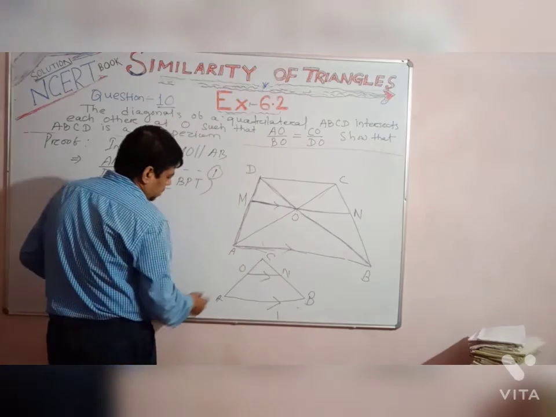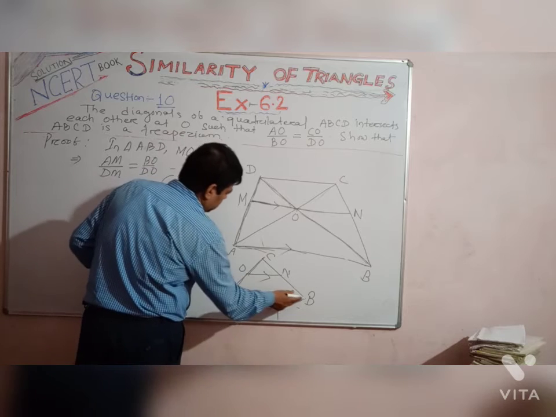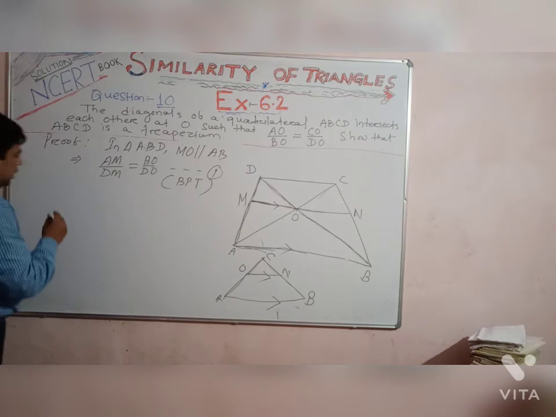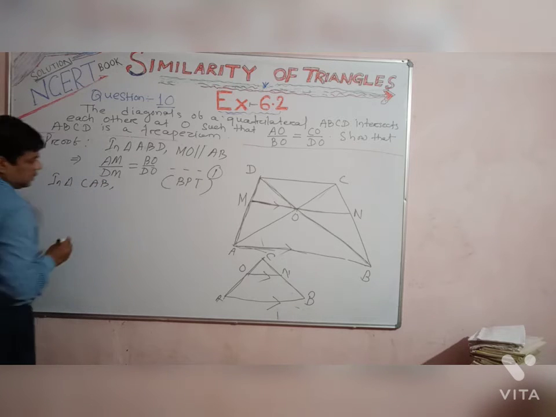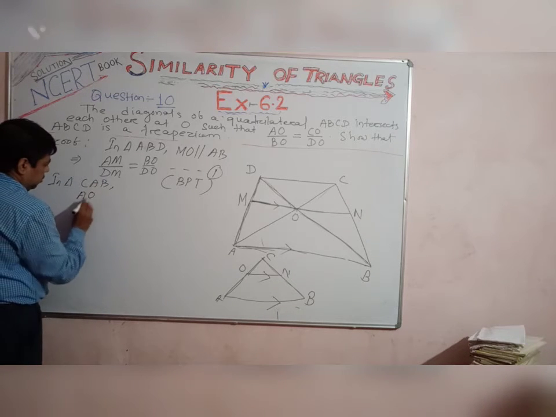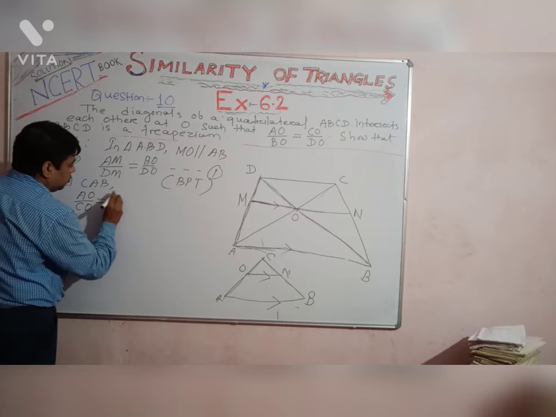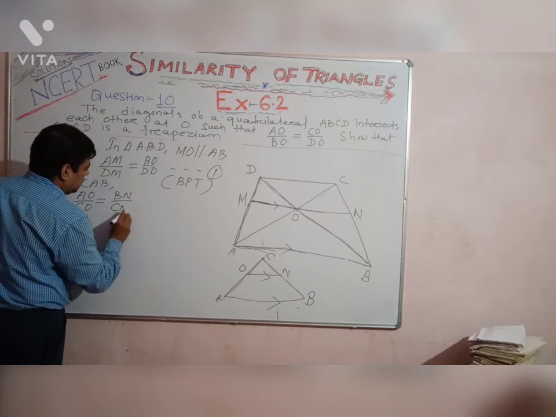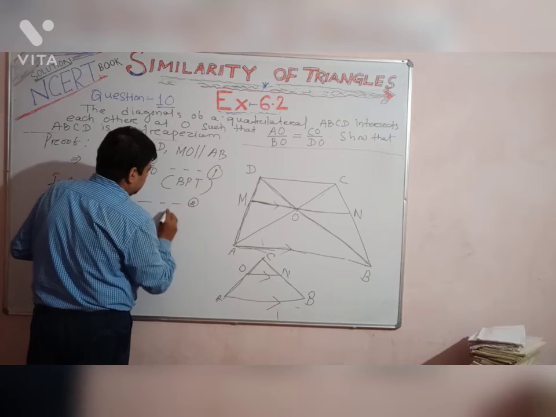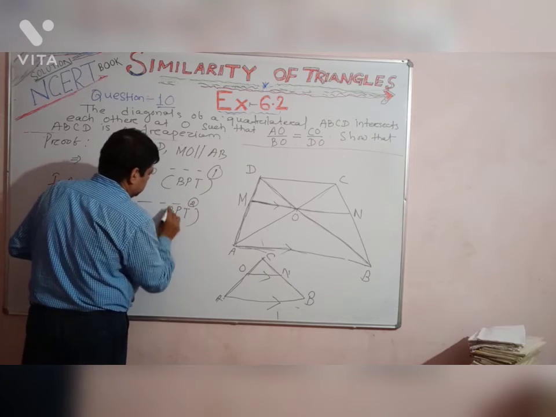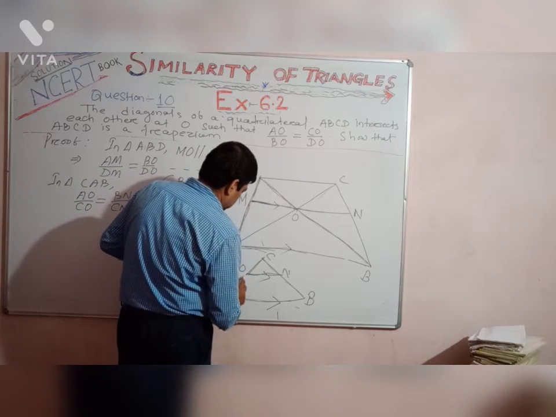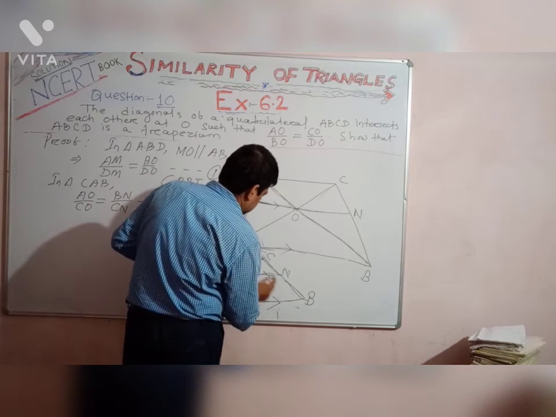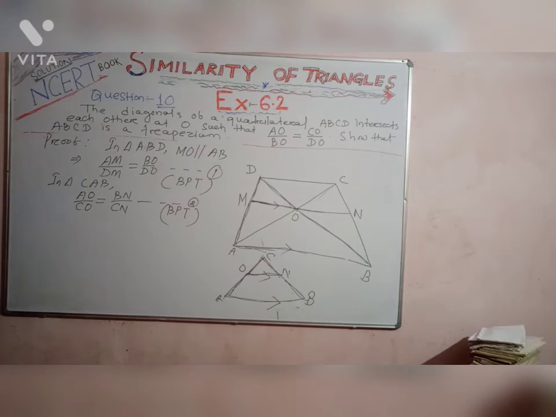So, can you say AO upon CO is equal to BN upon CN? Yes or okay? Similarly, in the triangle CAB, AO upon CO is equal to BN upon CN. Same concept of the BPT, basic proportional theorem. Since ON is parallel to AB, so OA upon OC is equal to BN upon CN. Right? Understand?